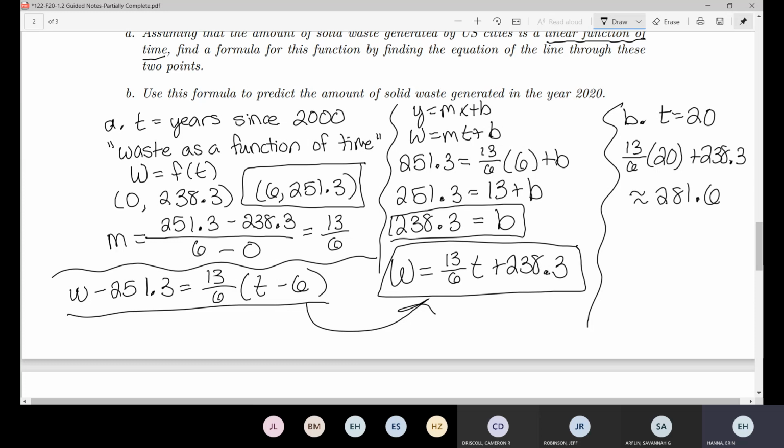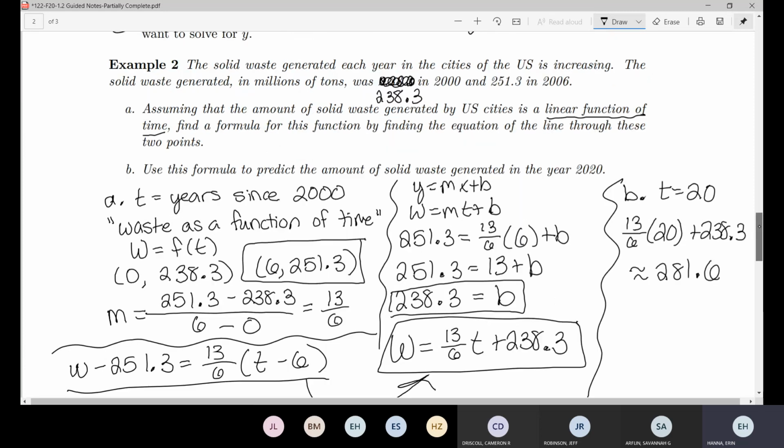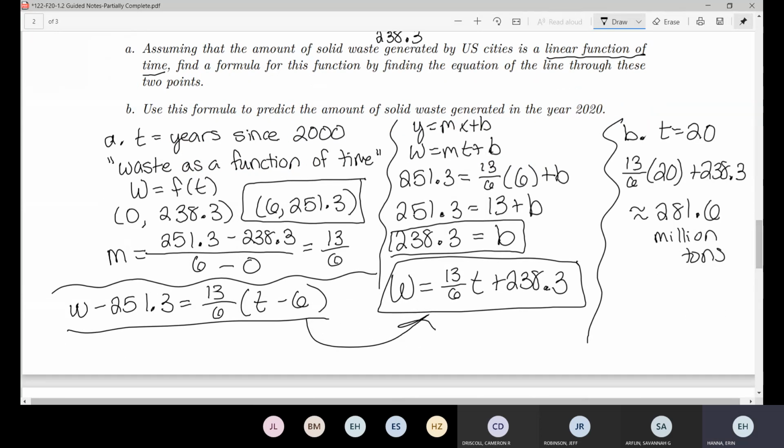And we should, though, state the units on this. So this is a waste value. So the waste value is in millions of tons. So solid waste generated in millions of tons. So we should say that this is 281.6 million tons. Savvy?